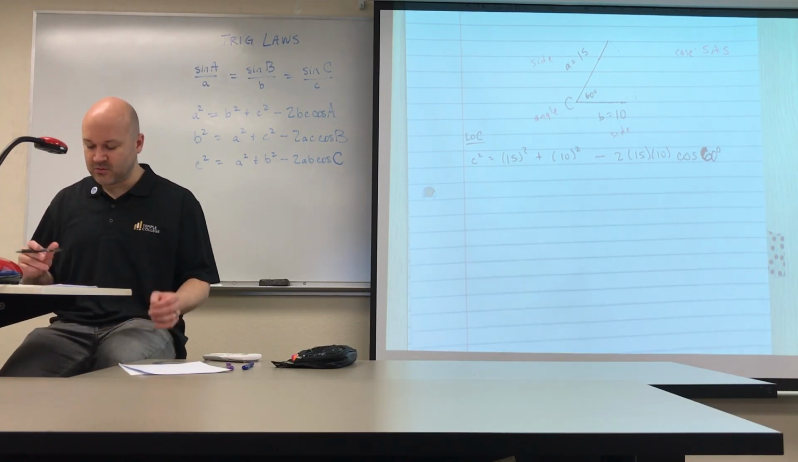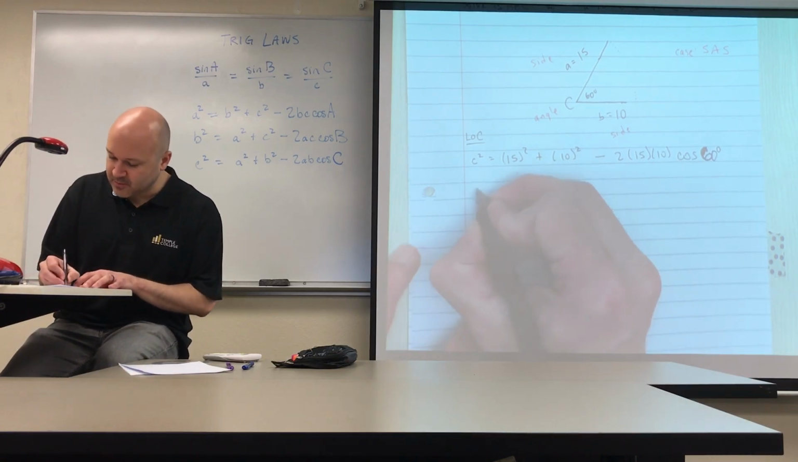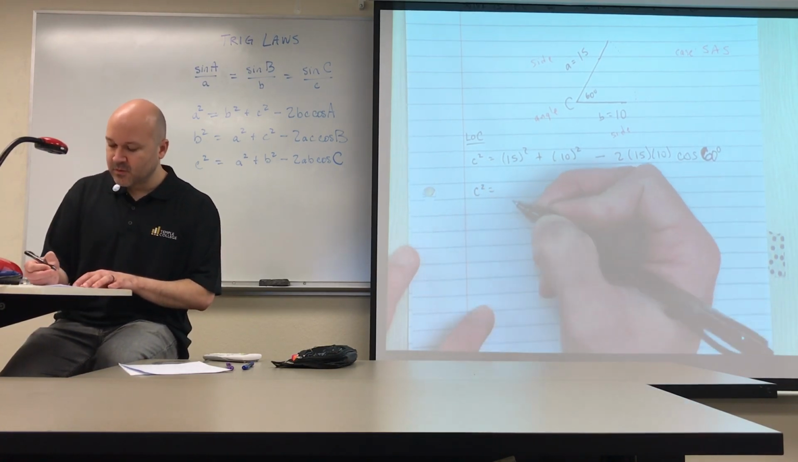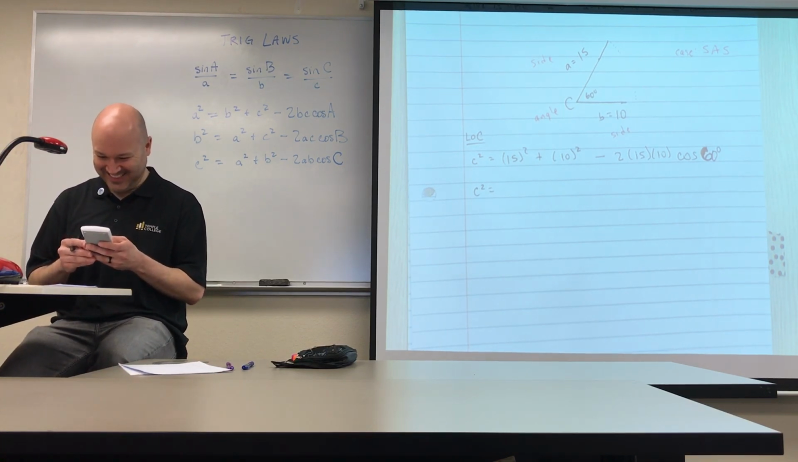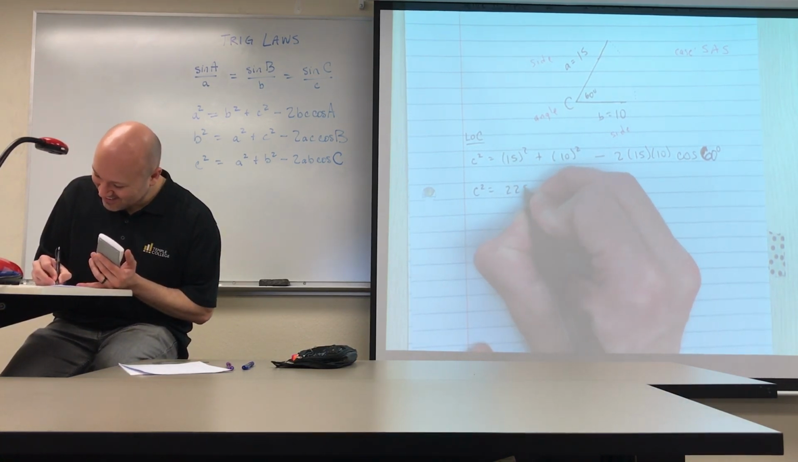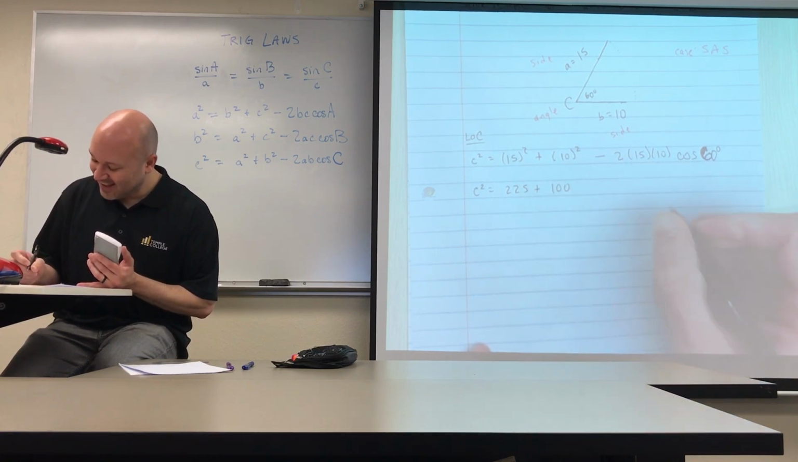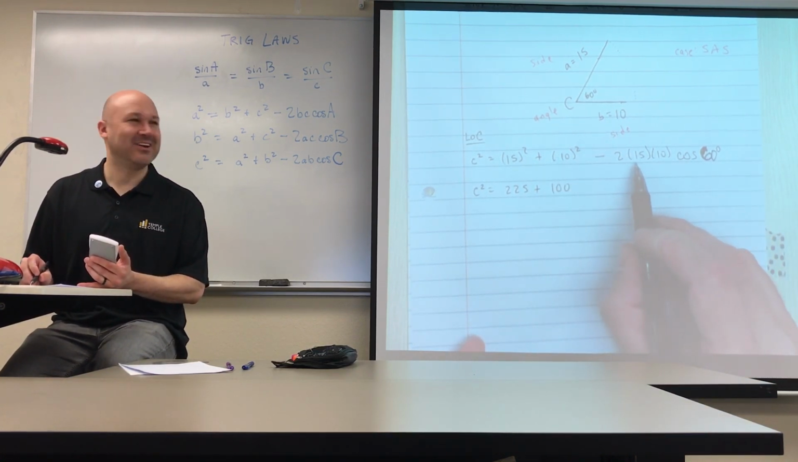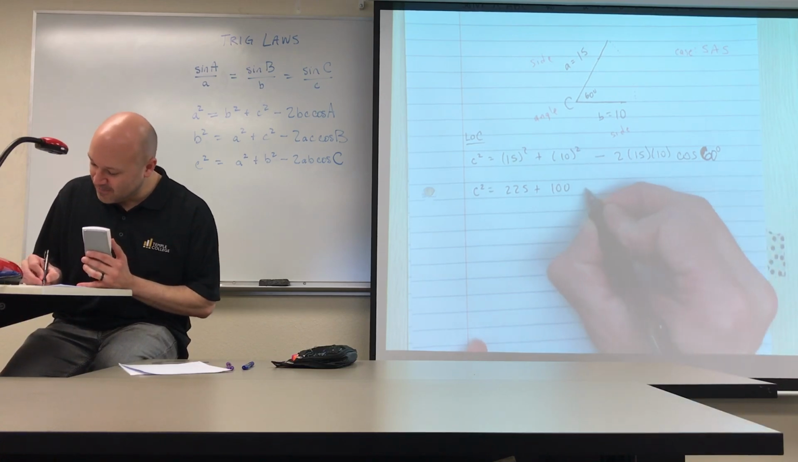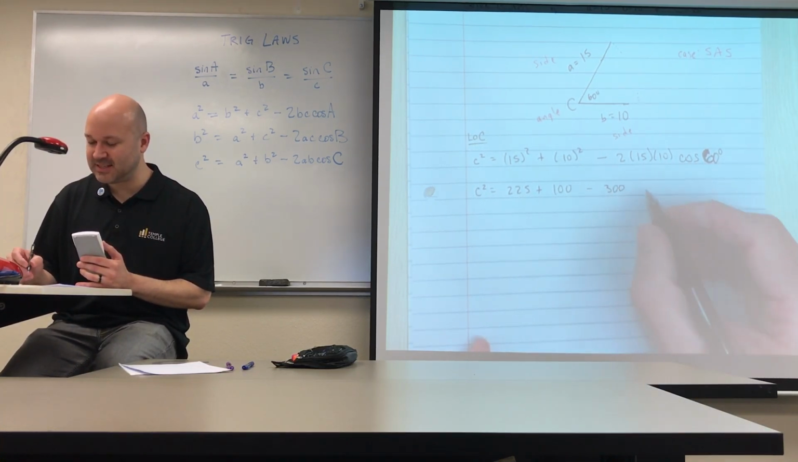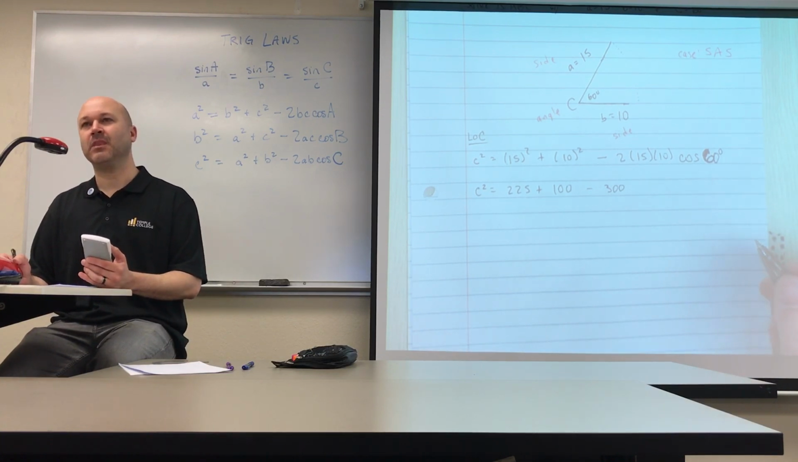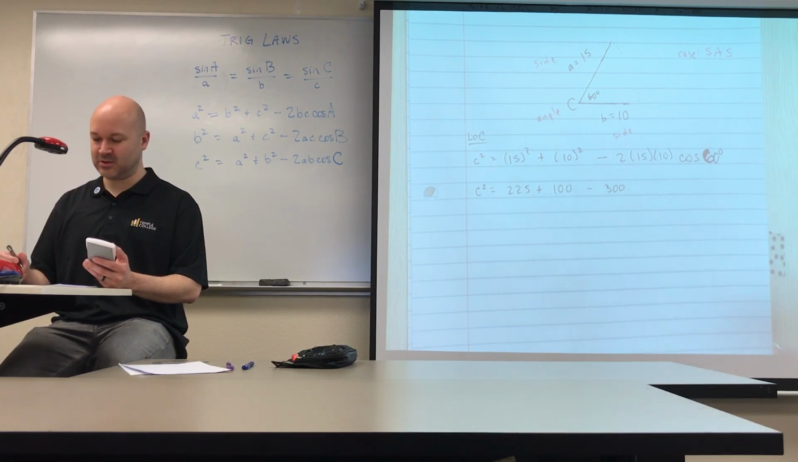And the given values, I can multiply real quick. 15 squared, is that 225? Yeah. 100. I think I can do this. 30 times 10 is 300. Oh, cosine 60, that's pretty. That is pi thirds, so that should be 1/2 sitting right there.